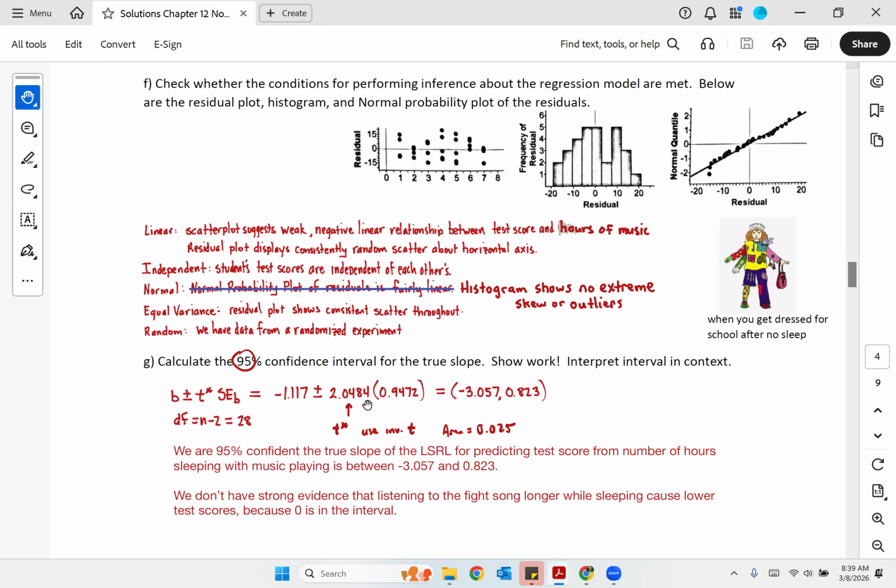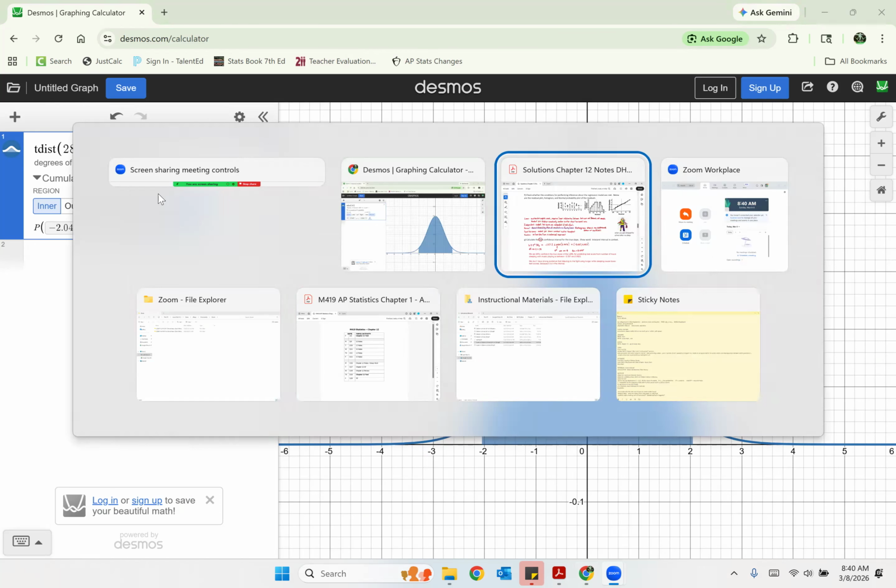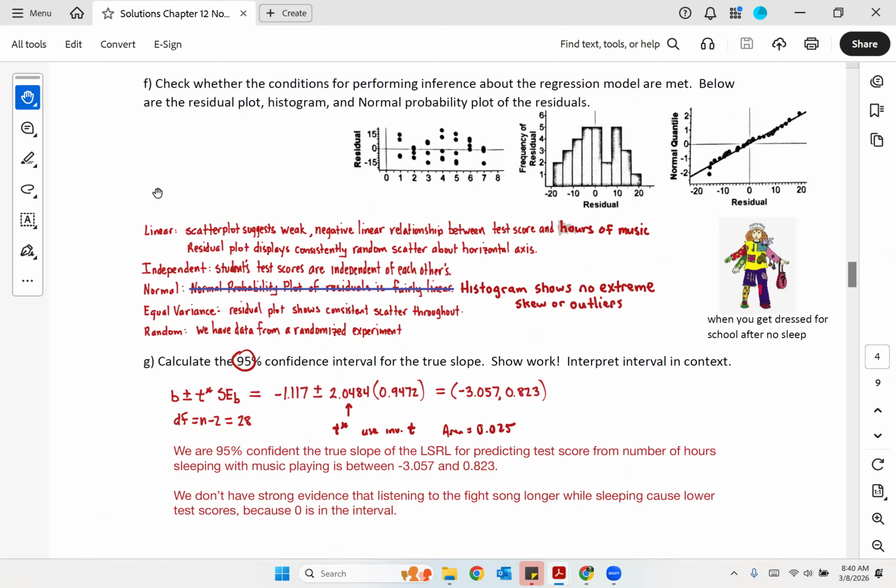2.048 is the multiplier. From there you can crunch the numbers. Let's see, does Desmos do this for us? Well, it very well might, but I'll show you that in a different video when we do an actual confidence interval procedure. But for now we can crunch the numbers manually. And what do you know? Zero lives in there, which is problematic for our causation.